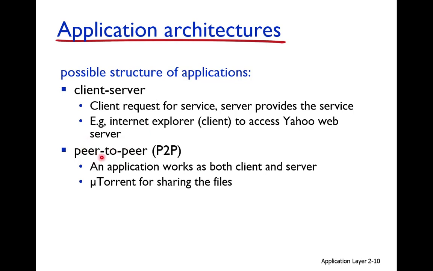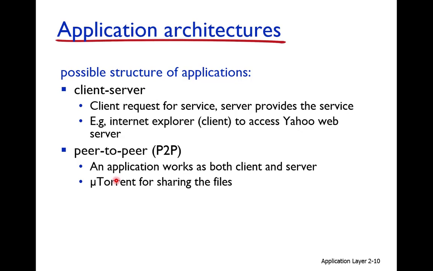Another architecture, the second architecture, is called peer-to-peer. In peer-to-peer, an application works both as a client and a server. For example, you may have used uTorrent. On uTorrent, you can access the files from others. You can download the movies from other people.